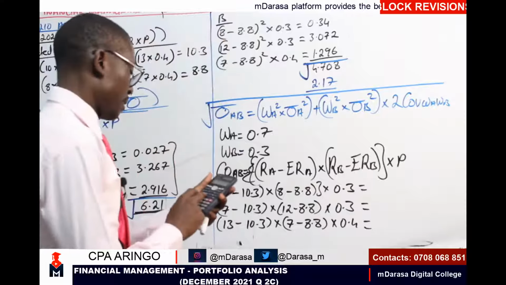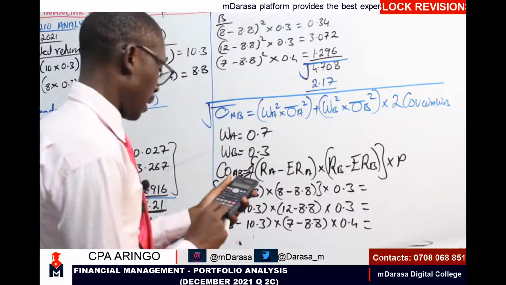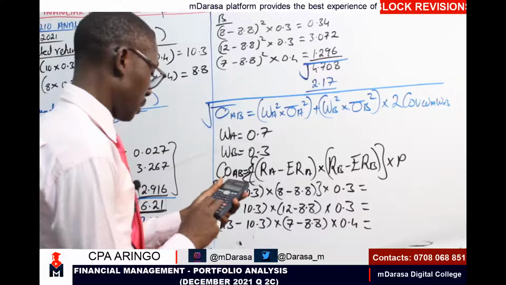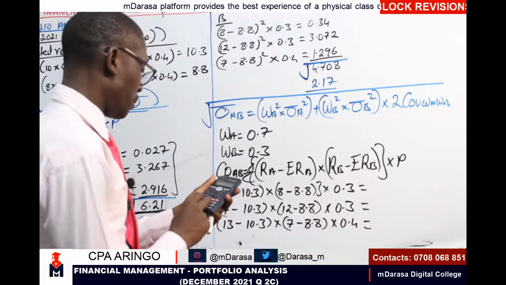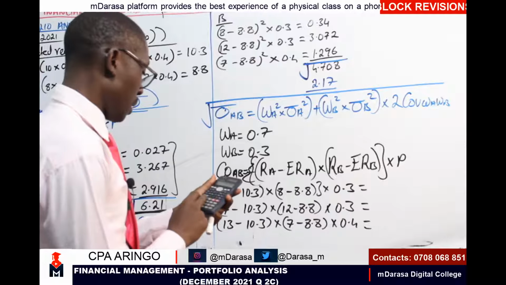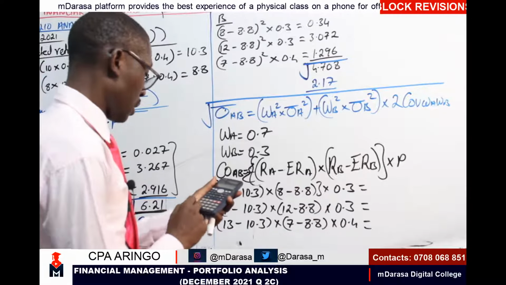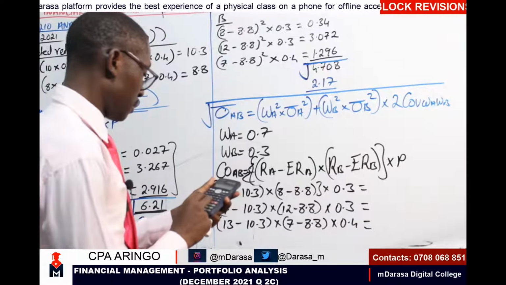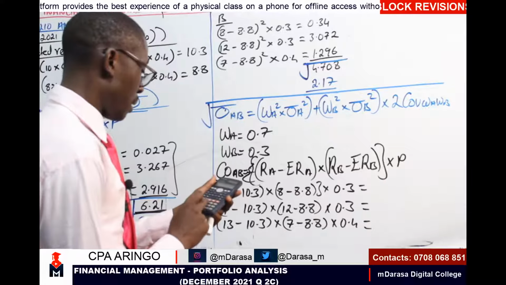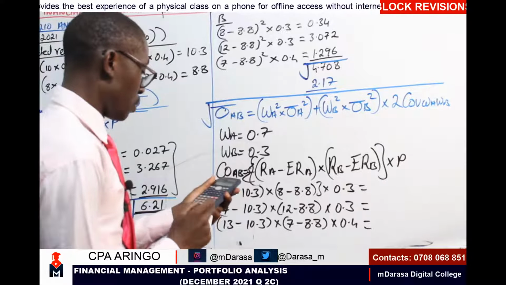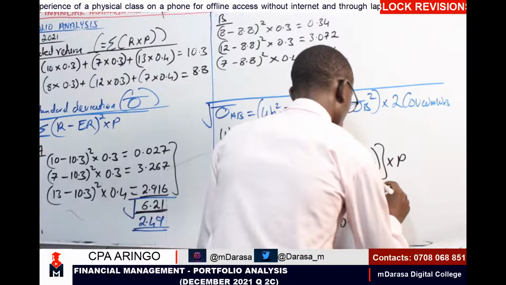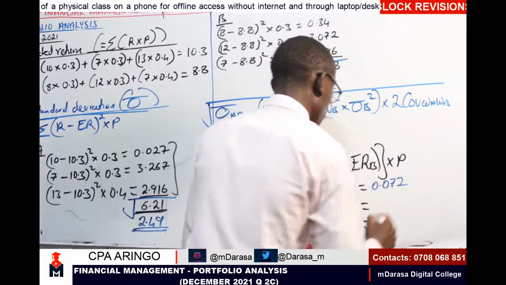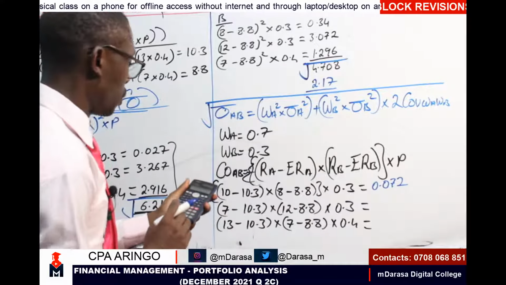We take 10 minus 10.3. We multiply by 8 minus 8.8. I multiply by probability 0.3. So in this case, I'm having 0.072. So 0.072.